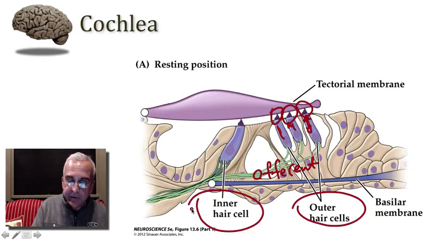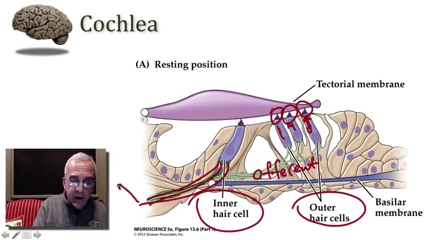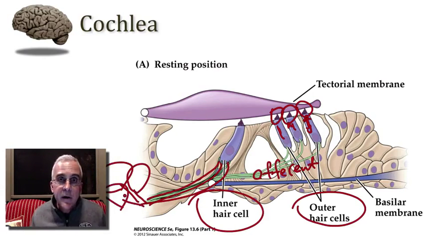Meanwhile, the inner hair cell is innervated by sensory fibers that have grown out of the spiral ganglia that sits near the axis of rotation of this cochlea.